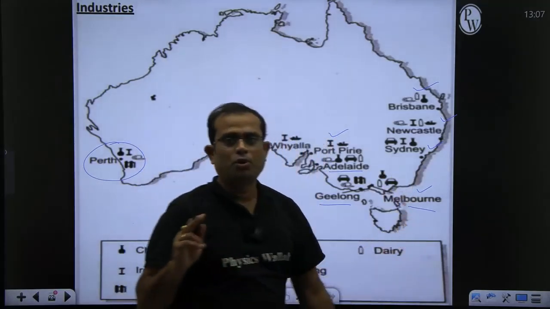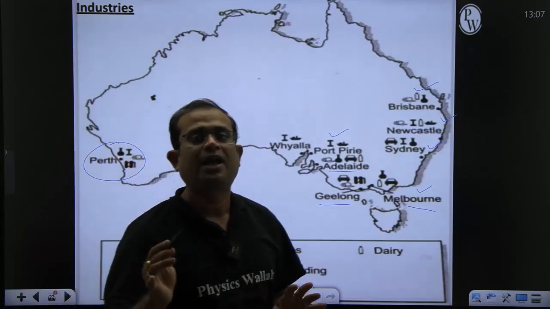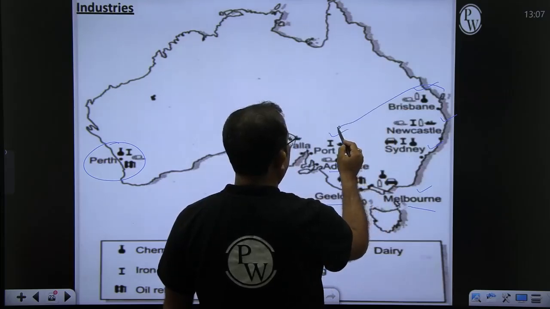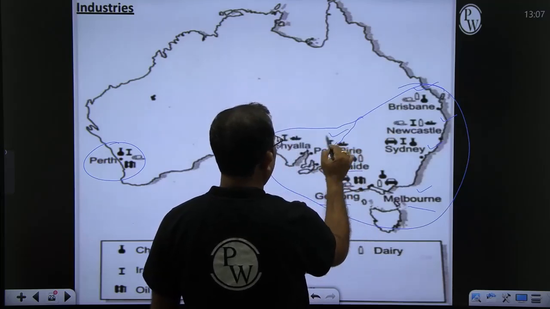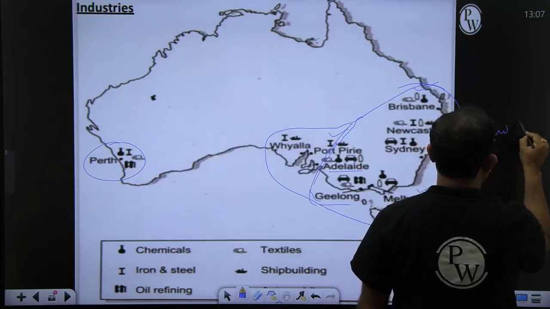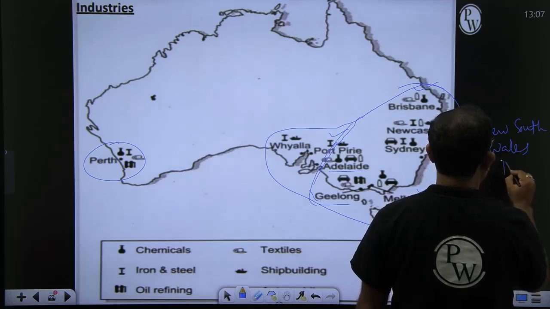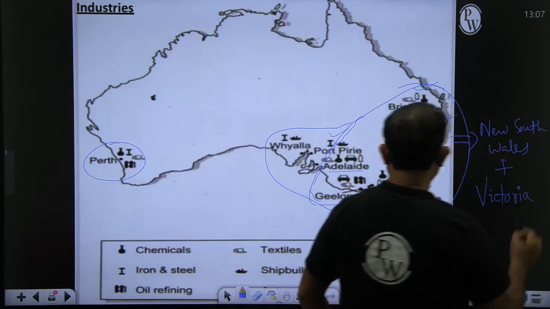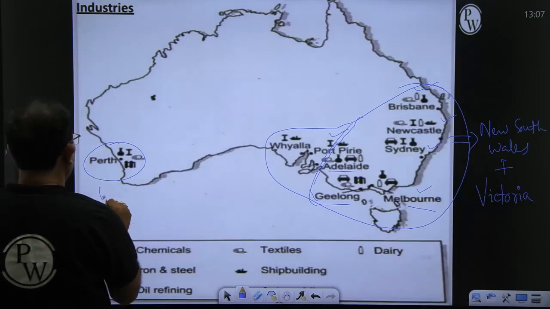One thing is mostly common: Australia's industries are concentrated again in New South Wales and Victoria. Just look here, again the same thing, New South Wales and Victoria province. Some parts you can see in South Australia, but the major part is New South Wales. Everywhere it is the same, whether agriculture or industries, New South Wales plus Victoria, and this is Western Australia.